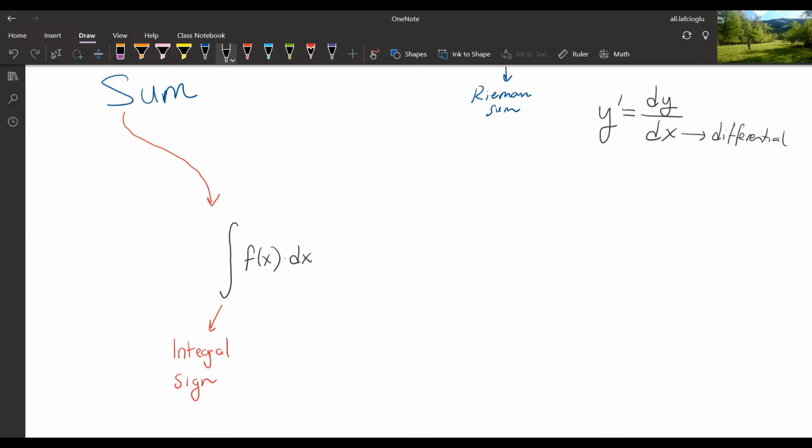It tells you the variable with respect to x. You will take the integral of f of x. And what will be the result? I will use capital F of x plus c. I will explain all of the things, don't worry. So this F of x is called the antiderivative.